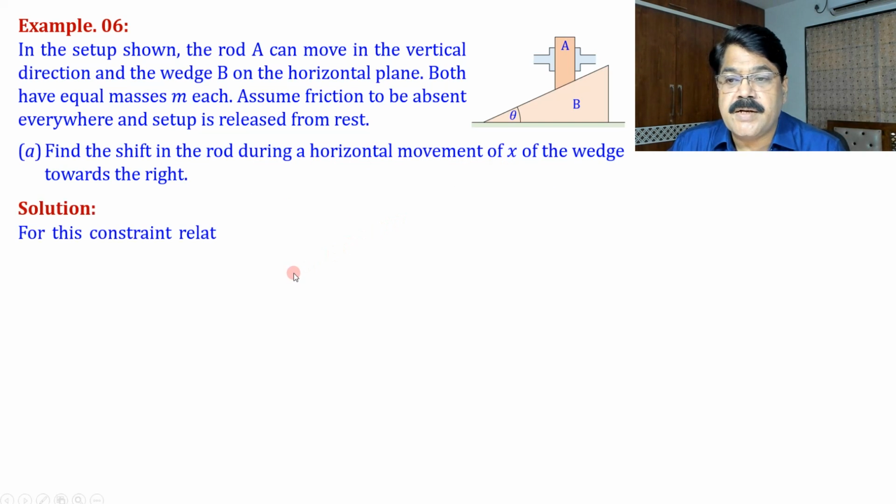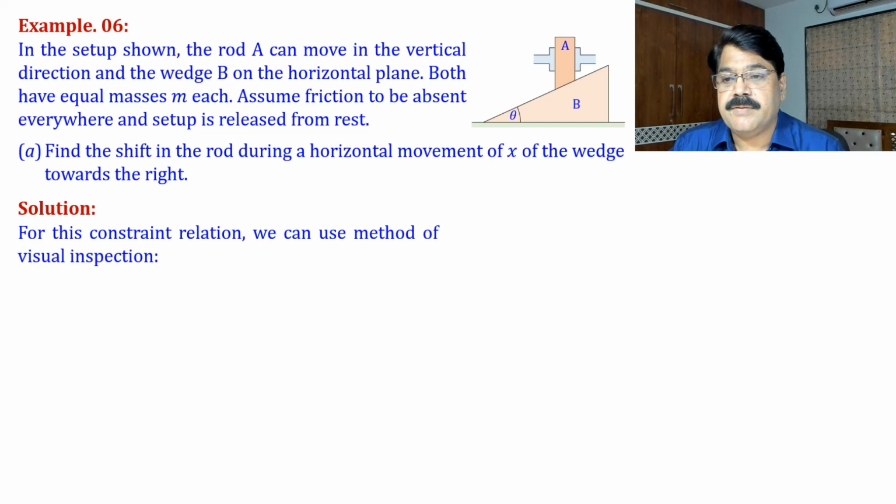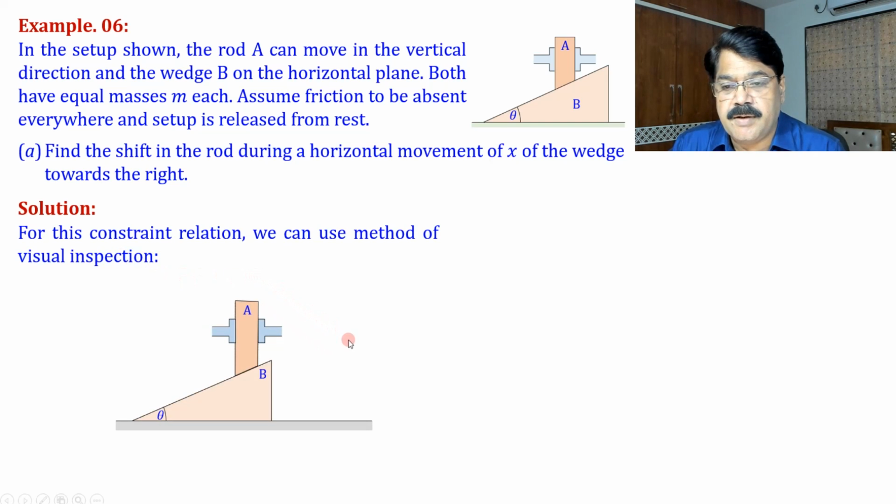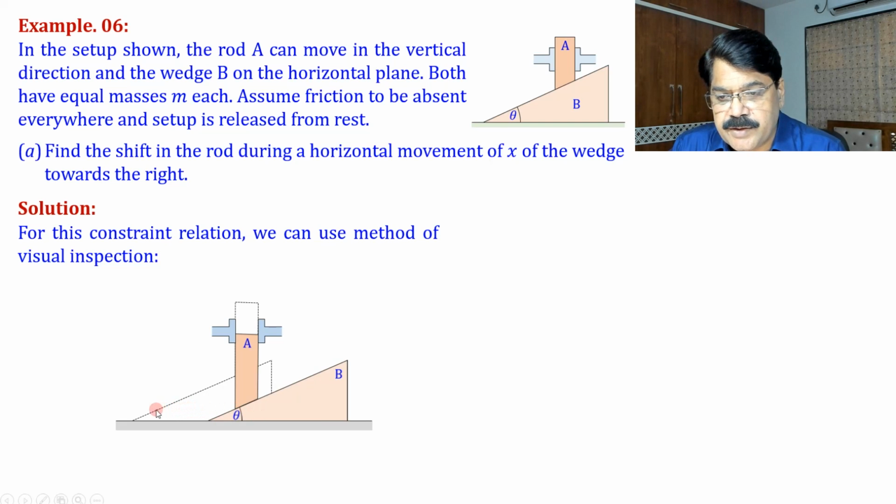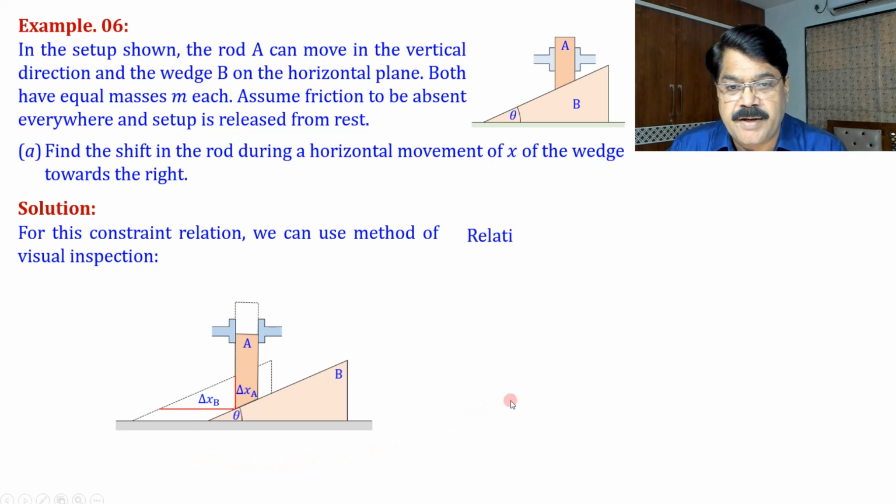For this constraint relation, we can use the method of visual inspection. And how is it? Let us take the block, and if the wedge moves here, the rod slides here. So this point of the wedge was here, so this was delta xb and this is delta xa. Let us show them, delta xb, delta xa, and you can say this angle will also be theta, so we can write very easily delta xa is equal to delta xb tan theta.